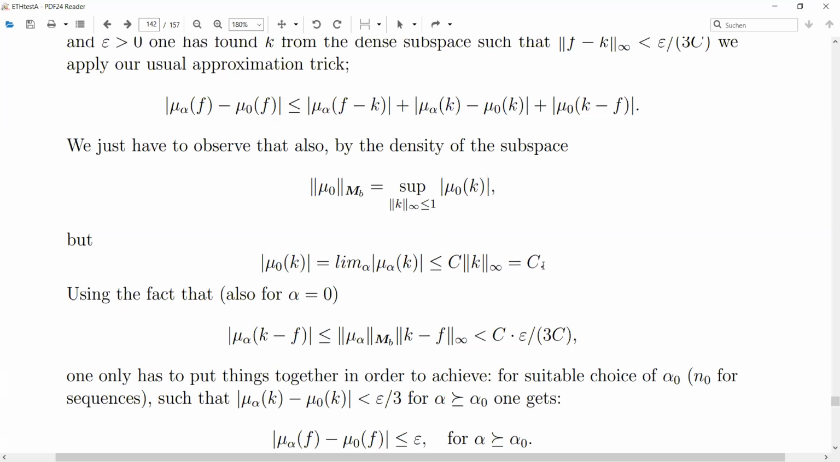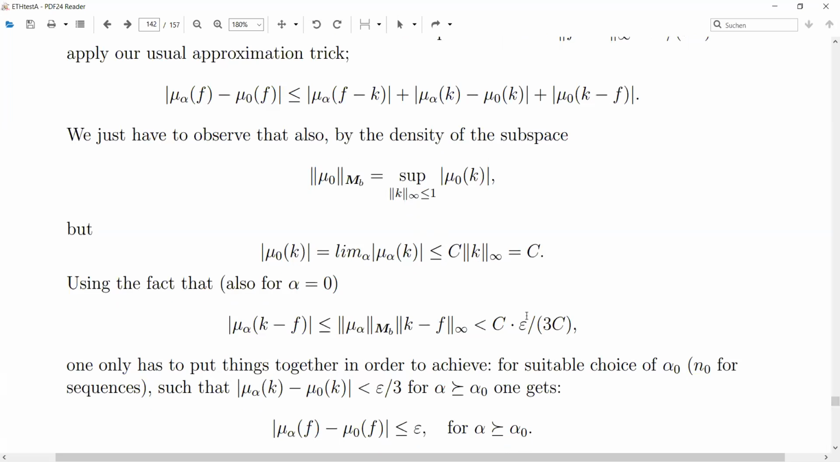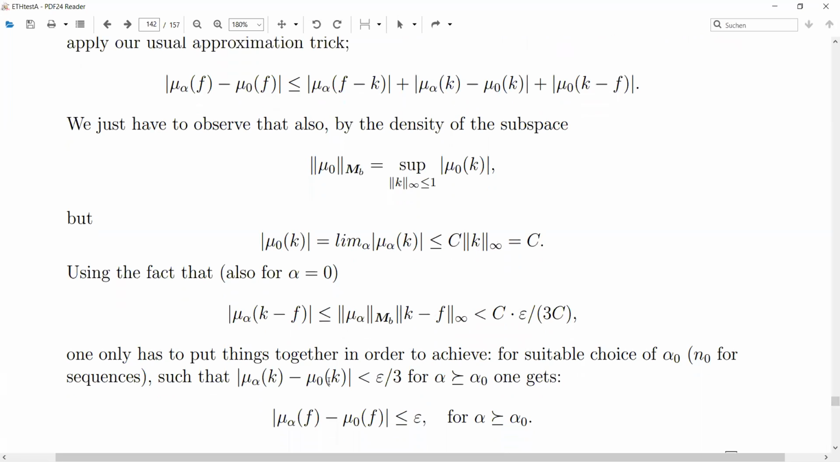So the point is, I can take the same constant to pull out here and here for the first and last term. So we have mu alpha k minus f. Well, how big is the value of a functional? It's the size of the functional times the size of the input. So this is at most c times epsilon. And of course, I will make this term k minus f, the approximation, such that this term is good enough. So I choose it to be epsilon over 3c.